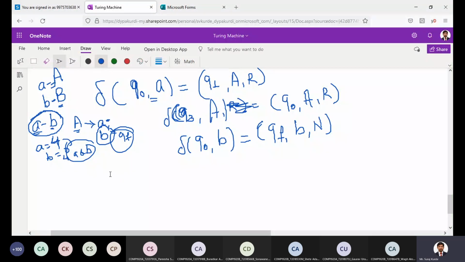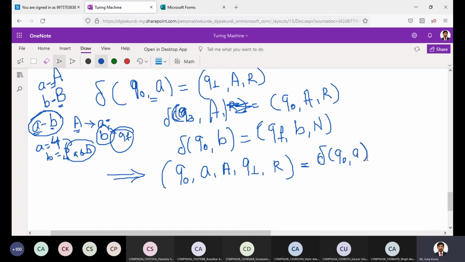What is another way to represent it? In some books, you may find a different representation. So what will that be? Q0, current input is small a, replace with capital A, change the state to Q1, go to the right. This is a description which is similar to Q0, comma a, Q1, replace with capital A, go to the right.